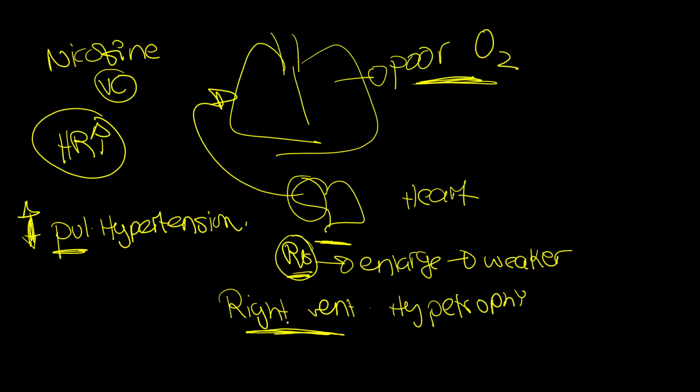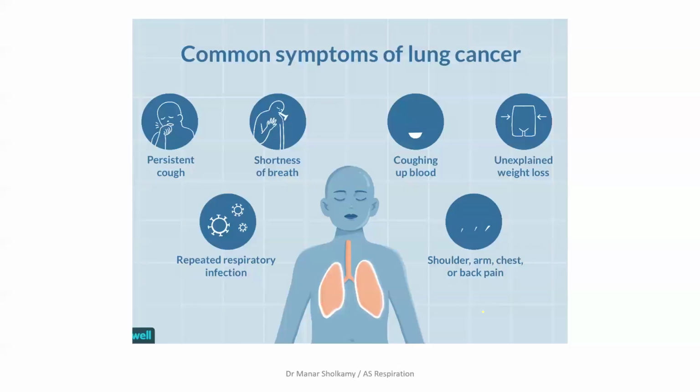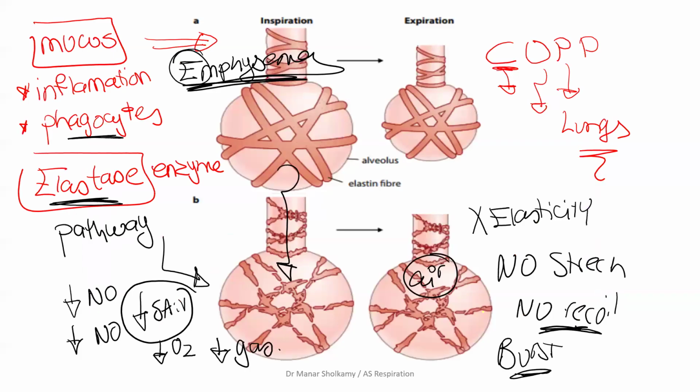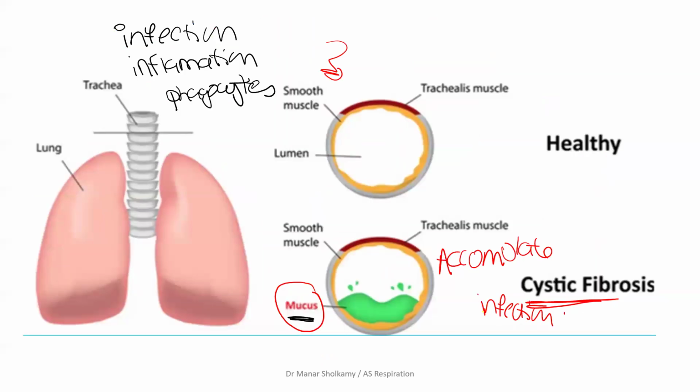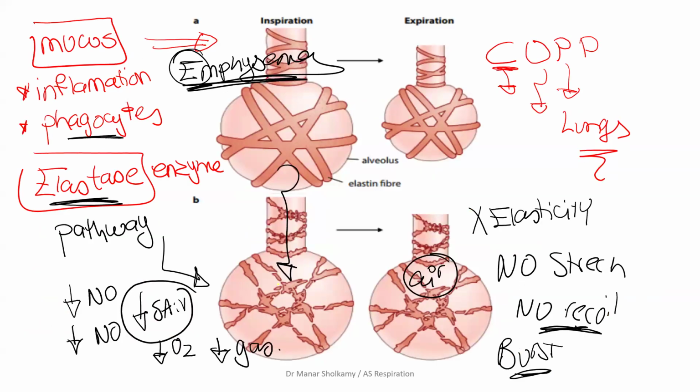Right ventricle, I think it's obvious. Hypertrophy means increase in size, enlargement. Okay, maybe I jumped again. We are talking about chronic obstructive pulmonary diseases. They all have the same signs and symptoms because they all lead to an increase in mucus. Too much mucus will cause infection, will cause inflammation, will cause phagocytes, will cause the release of elastase enzyme and destroying of the elastic fibers and poor oxygenation. Is this part clear? Yes. Anyone has any questions?